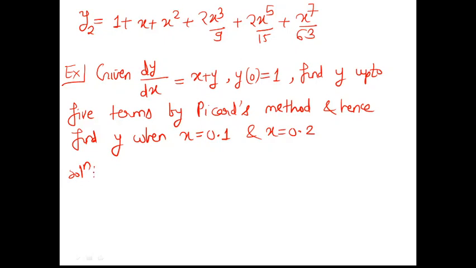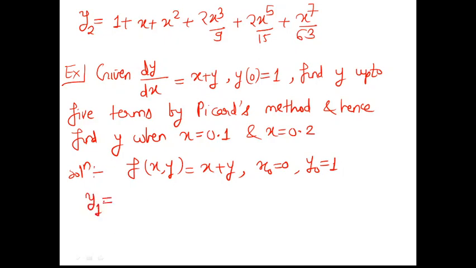So let's obtain the first part. So again we need to identify f of x,y. So we have the differential equation always of the form dy by dx is equal to f of x,y. So here f of x,y is nothing but x plus y, and then comparing with standard condition y of x naught equal to y naught gives us x naught is equal to 0 and y naught is equal to 1. So let's obtain the first approximation by Picard's method.